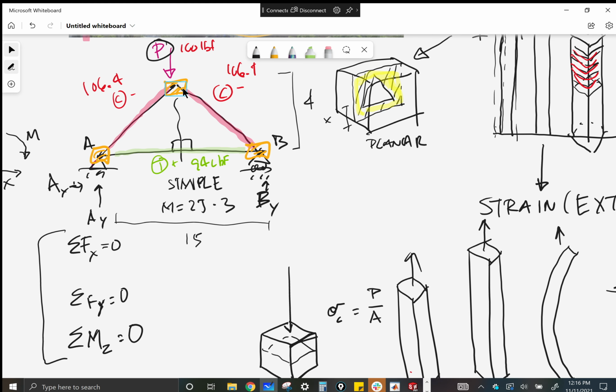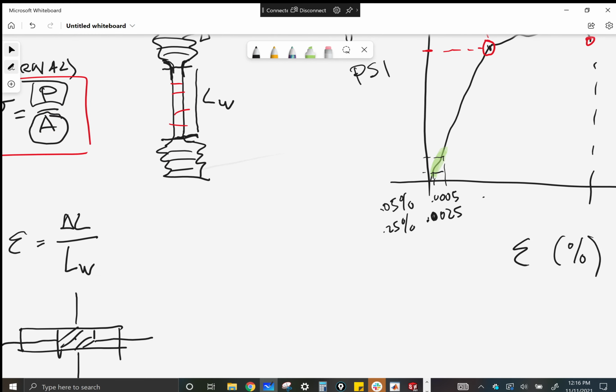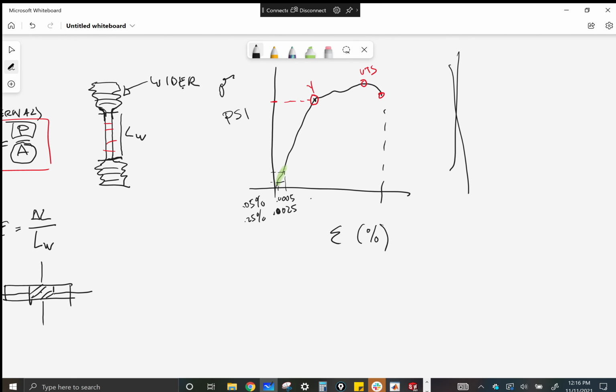So a material that has a stress strain diagram like this one would be brittle because it's very strong. Actually, I should have made that steeper. It's basically very strong, but it has no elastic region, no plastic region, so it fails very quickly.